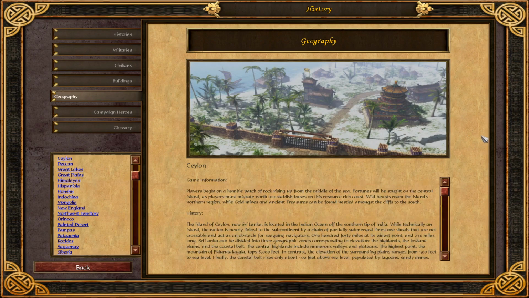Game information. Players begin on a humble patch of rock rising up from the middle of the sea. Fortunes will be sought on the central island, as players must migrate north to establish bases on this resource-rich coast, while beasts roam the island's northern region, while gold mines and ancient treasures can be found nestled amongst the cliffs to the south.